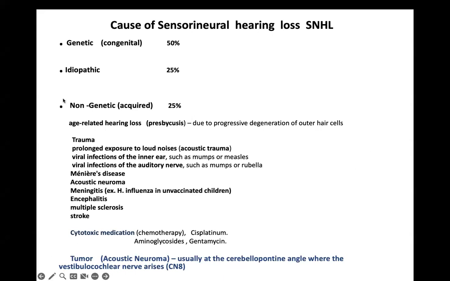Okay. So what's the important part of all these causes? They affect the cochlea or the auditory nerve, at whatever point of the auditory nerve. But the idea is they're the ones that are affected. The outer ear and middle ear are not affected in pure sensorineural hearing loss.